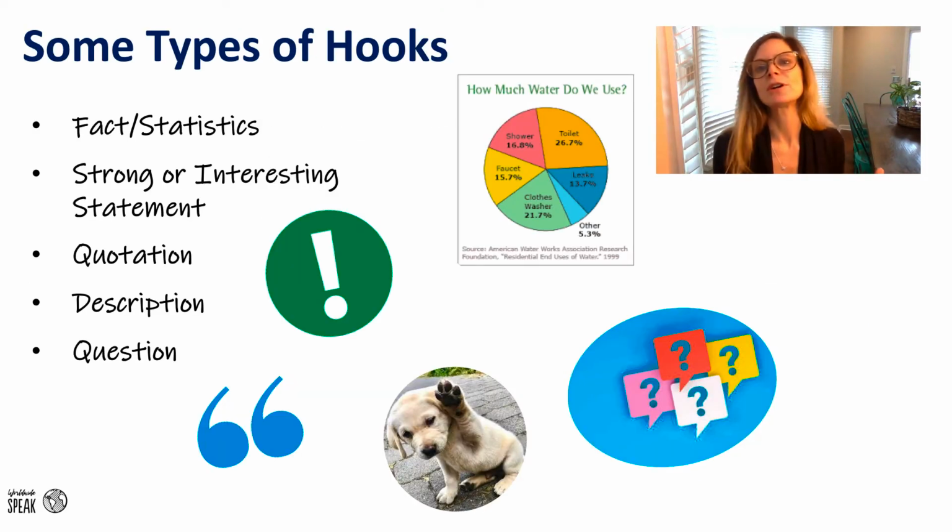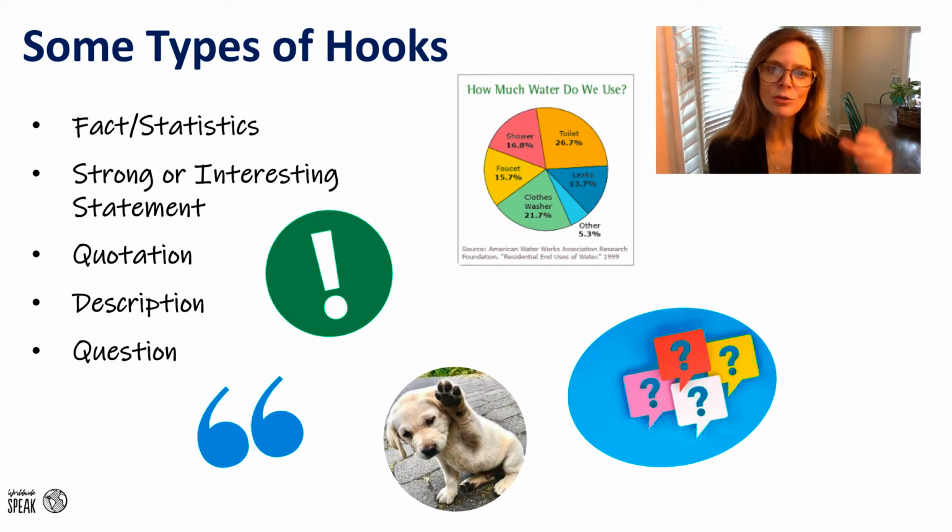So some types of hooks, we can use facts or statistics. Those are always interesting. We can use a strong or interesting statement. We can use quotations from somebody famous or very well known. We can use a description with lots of vivid adjectives and words that paint a picture in the mind of your reader. And we can also begin with a question. What I want to do is go through each one of these and talk a little more about them and give you an example of what it looks like.